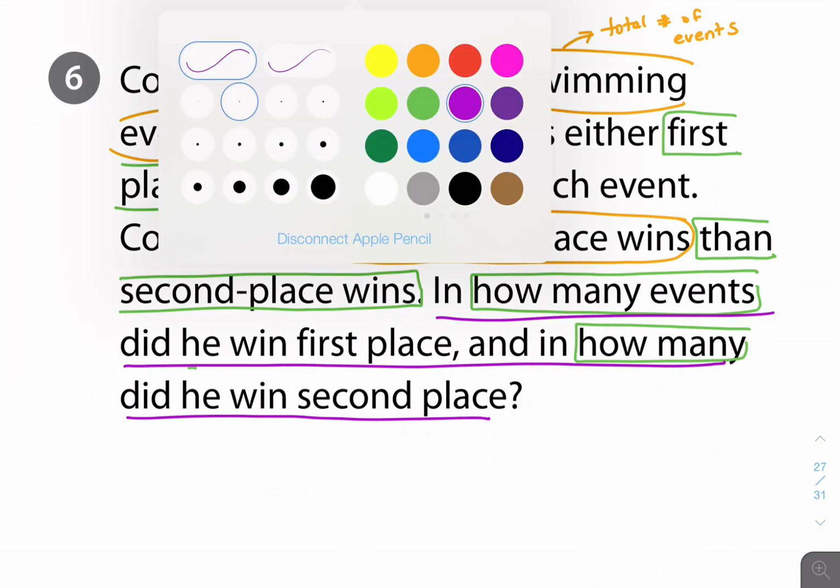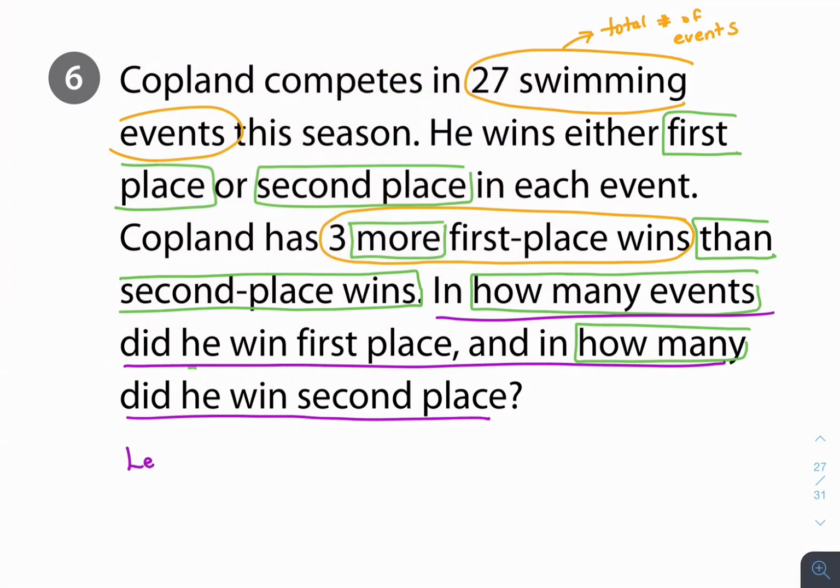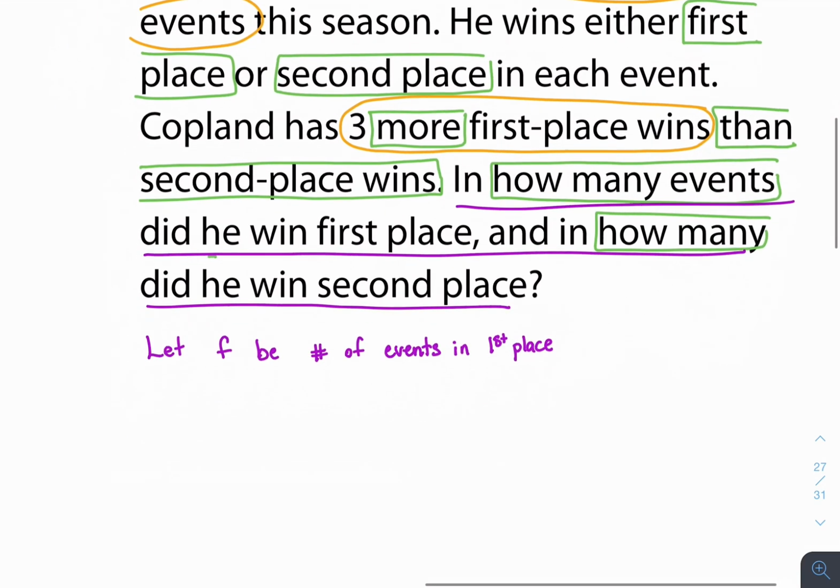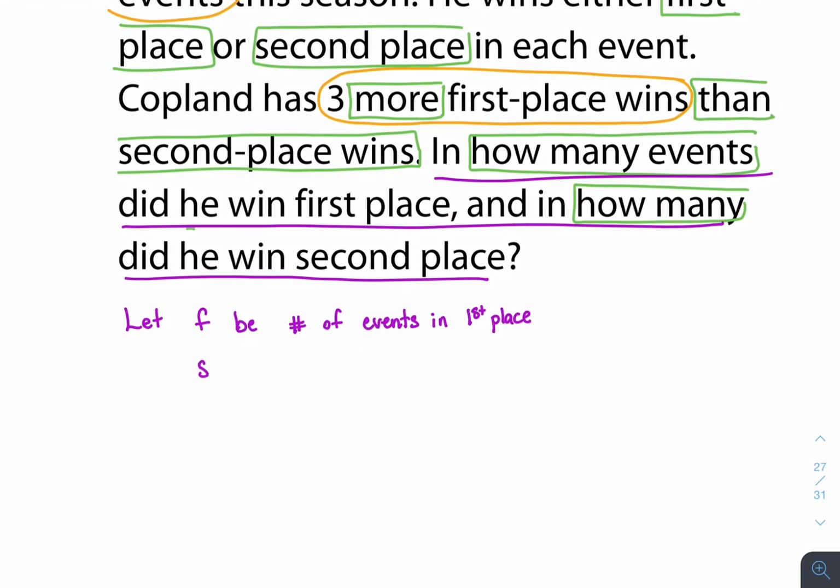So I'm going to use F and S instead of X and Y. I'm going to say let F be the number of events in first place. I'm going to say S is going to be the number of events in second place.